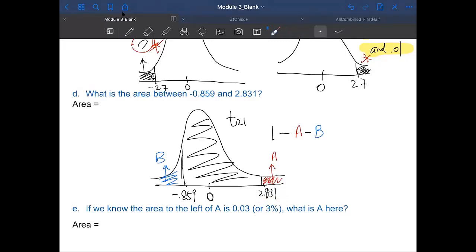A is going to be much easier because it's to the right of a positive number. We know our table has it. Whereas to the left, B is a little bit tricky. It's to the left of a negative number. But we probably know from a previous exercise that this is identical to looking for positive 0.859 with an area to the right, so this part would also be B, right? Is this part clear, what we are working on here?